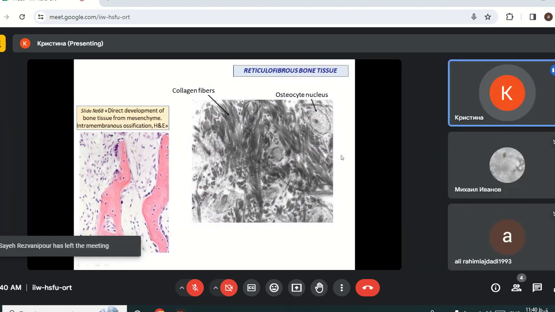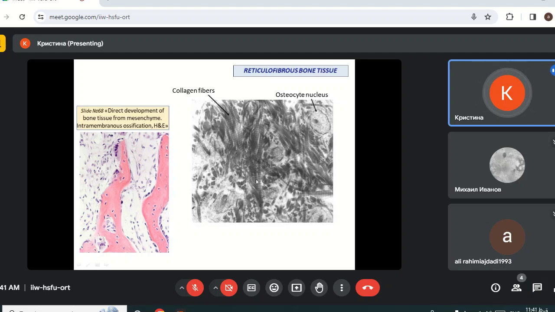Here you can see the transmission electron microscopy picture of reticulofibrous bone tissue. You see some osteocytes, and between them extracellular matrix with collagen fibers, which are cross-striated in transmission electron microscopy pictures. They go in every direction, with no arrangement. And we can see this tissue in our histological preparation of the direct development of the bone from mesenchyme.